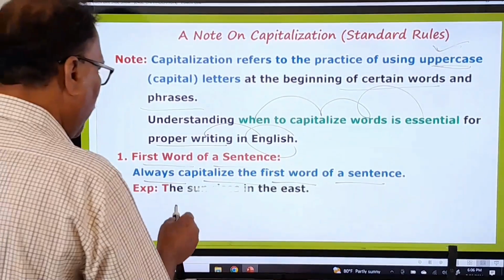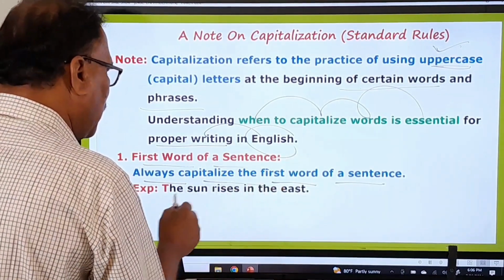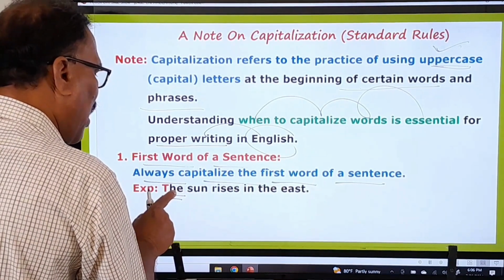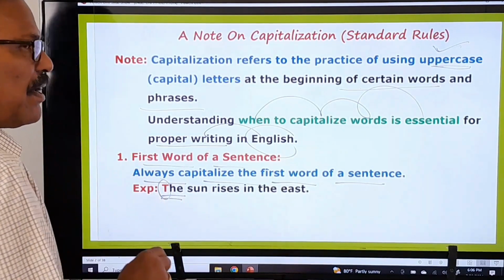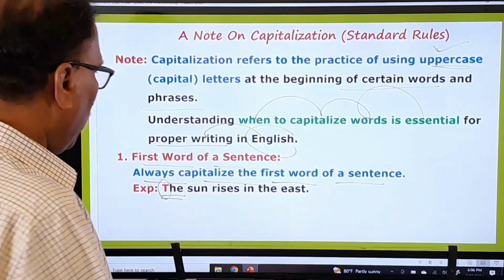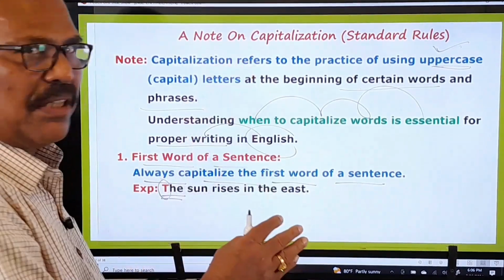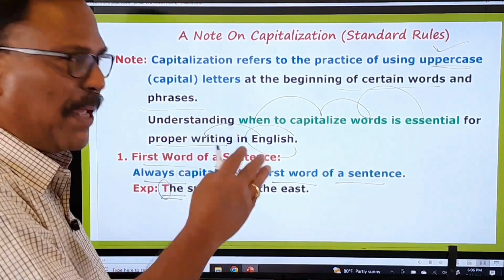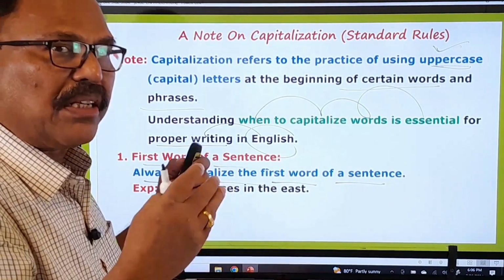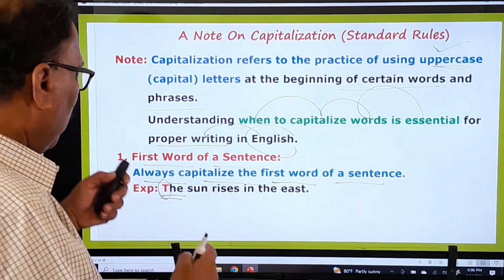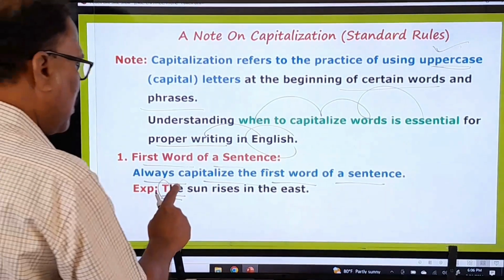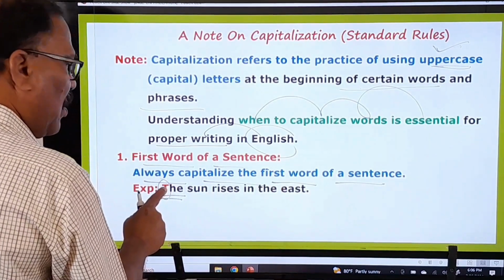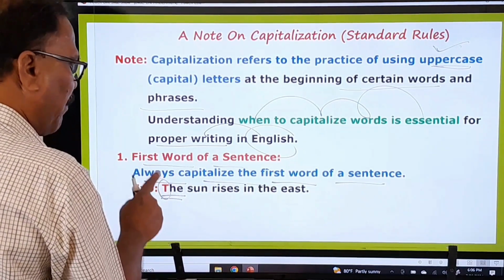Here you pay attention. The sun rises in the east. Here, this is the first word of the sentence, so in this first word, the first letter should be capitalized. Here I have colored them red so that you can easily understand the position of the capital letters. In the sun rises in the east, this word must be capitalized.